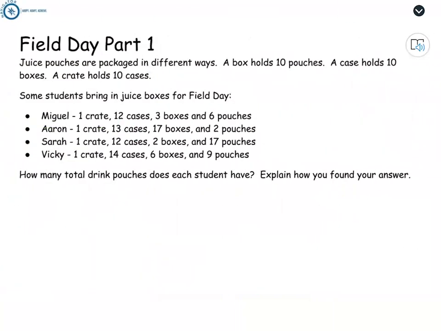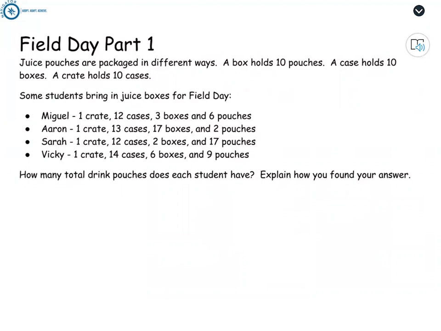We're going to look at Field Day Part 1. Go ahead and read the problem along with me. Juice pouches are packaged in different ways. A box holds 10 pouches. A case holds 10 boxes. A crate holds 10 cases. Some students bring in juice boxes for field day. Miguel brought in 1 crate, 12 cases, 3 boxes, and 6 pouches.